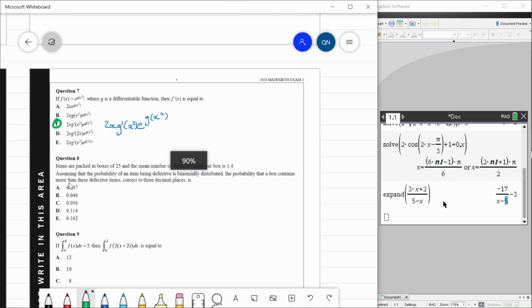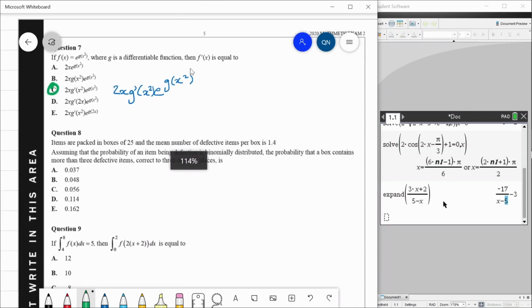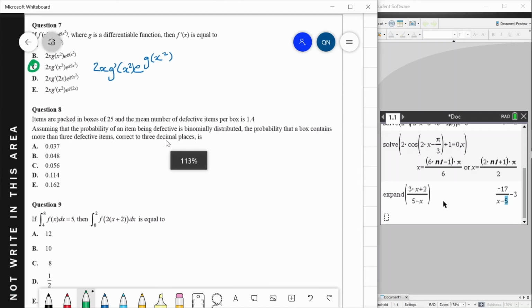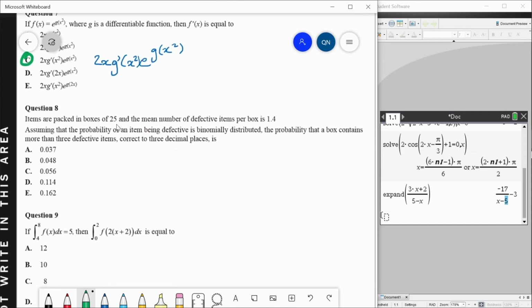Question 8. Items are packed in boxes of 25 and the mean number of defective items per box is 1.4. Assuming the probability of an item is defective is binomial, so we have binomial probability here. The probability that a box contains more than 3 defective items, correct to 3 decimal places, that is an absolute mouthful. So we have 25. So we have, looks like we have the number of trials here. So this is kind of like our n.